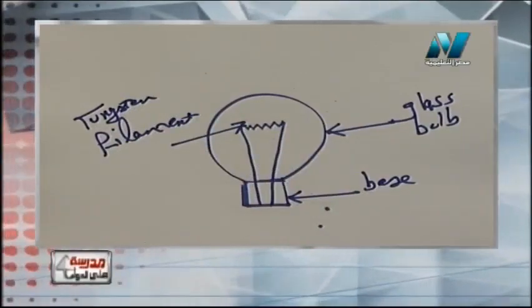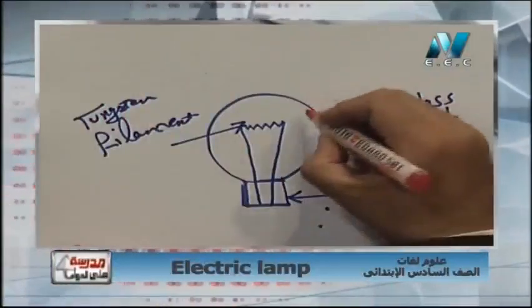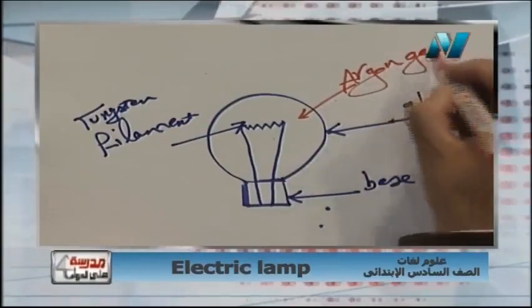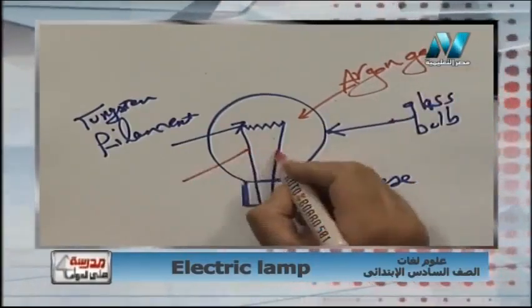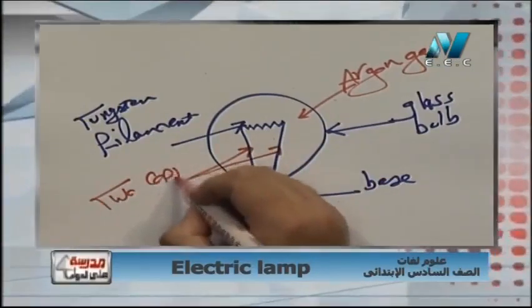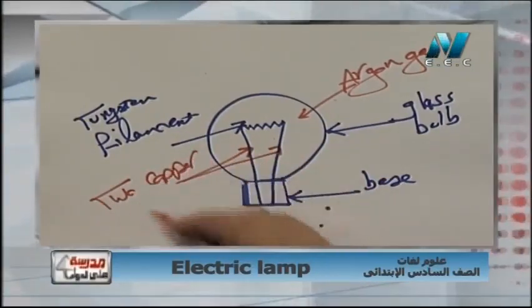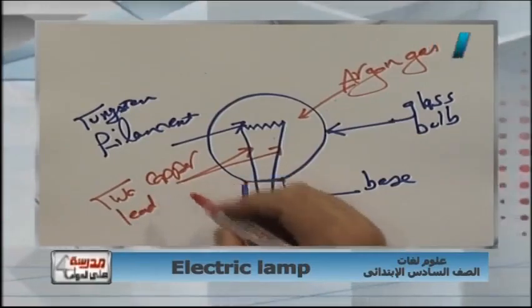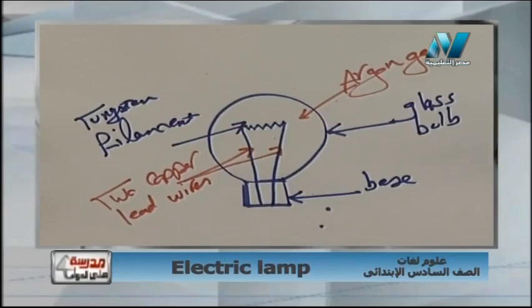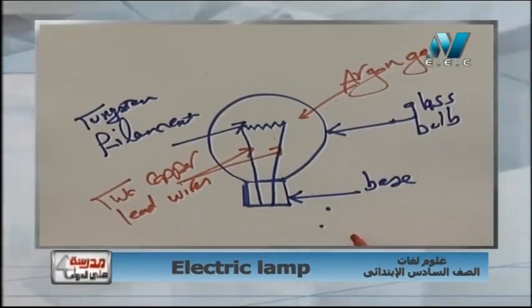So what about the secondary components? There are other parts that are not main, of course: the inert gas, which is the argon gas that prevents burning. I can write here the argon gas, or the inert gas. Also the two copper lead wires, they are very important because they carry the tungsten filament and connect electricity to it.